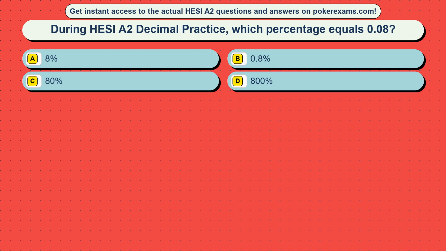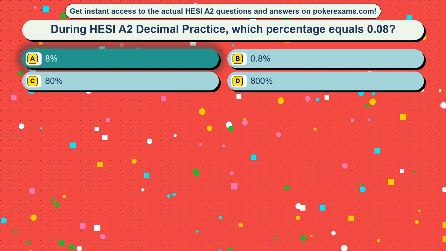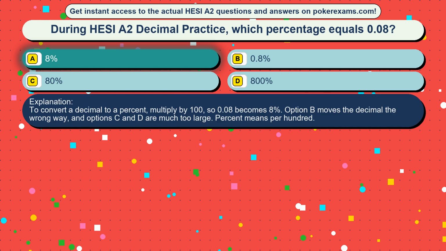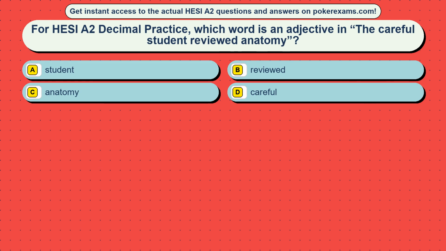Question 41. During HESI A2 decimal practice, which percentage equals 0.08? Option A, 8%. Option B, 0.8%. Option C, 80%. Option D, 800%. The correct answer is option A, 8%. To convert a decimal to a percent, multiply by 100, so 0.08 becomes 8%. Option B moves the decimal the wrong way, and options C and D are much too large. Percent means per hundred.